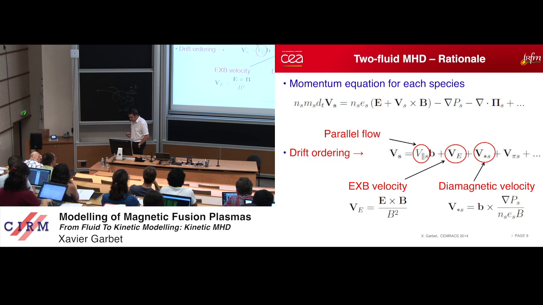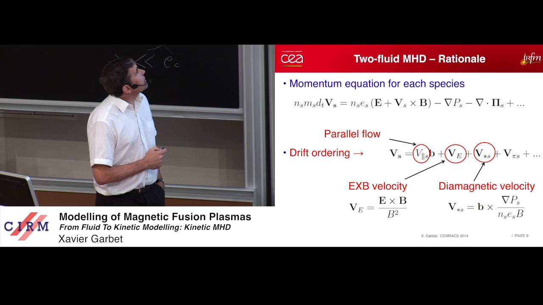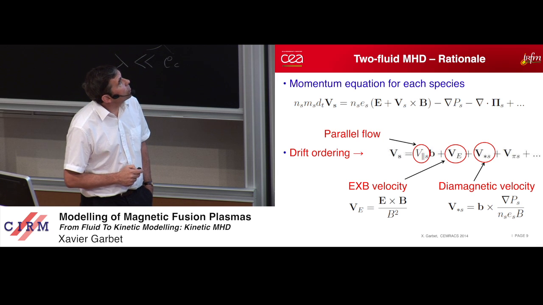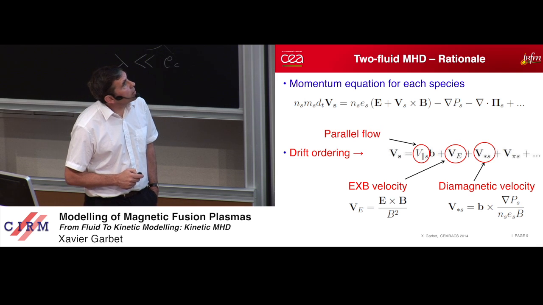So how do you move to two-fluid MHD? Of course, the key question is the momentum equation, right? Because the momentum equation for particles is going to give you the Ohm's law on the one hand, and the evolution equation for the flow on the other hand. So you have to go back to the momentum equation for each species, which is labeled by an s here. Okay, so this is mass, this is charge, this is the Lorentz force, pressure gradient, and divergence of the stress tensor.